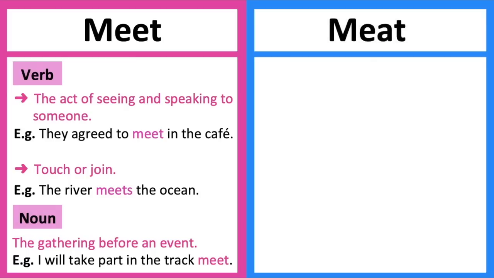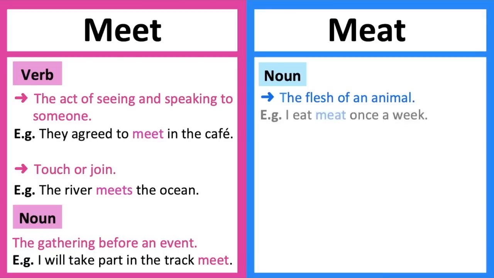Meat. Meat is a noun and it refers to the flesh of an animal. There are different types of meat, such as beef, lamb, etc. Remember, this is a type of meat that we eat. For example, I eat meat once a week.